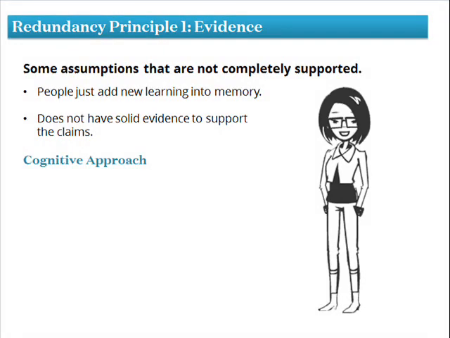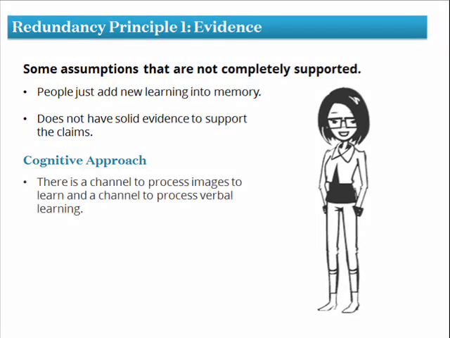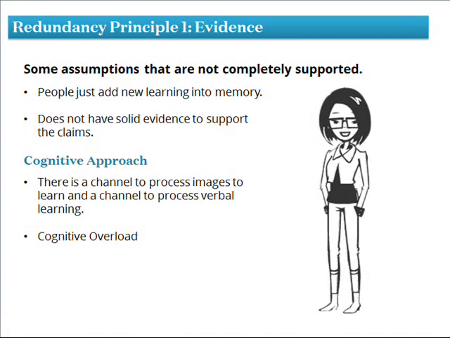However, the cognitive approach argues and shares evidence that people have separate learning channels. There is a channel to process images to learn and a channel to process verbal learning. When learning, people use both channels to make sense of what they're learning. When there's extraneous graphics, people struggle with learning and it may lead to a cognitive overload.